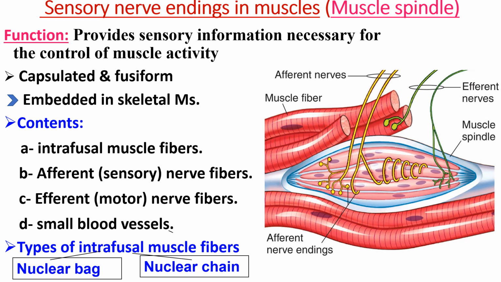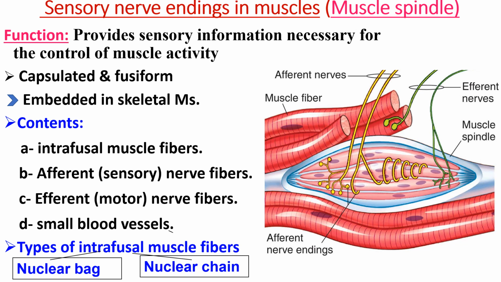One type is called nuclear bag. It is crowded with numerous nuclei and larger in size, as you can see in the image. The other type is called nuclear chain. It is thin and contains nuclei arranged in a line, whereas the thick type with numerous nuclei is the nuclear bag type. These nuclei are found in the middle, and the middle part is non-striated.